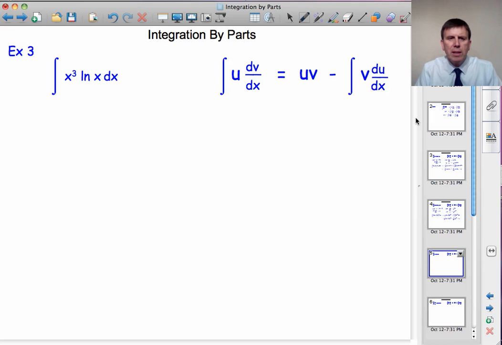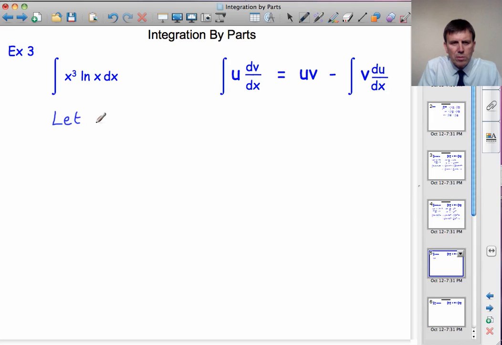Example 3. Integrate x cubed log x with respect to x. Now, using integration by parts when there's a log function involved is the odd one out. It's different to the approach taken with trigonometric functions or exponential functions. In the previous two examples, we've let the linear function in x be the u, but this time we let the log x be the u, and you'll see why in a minute.